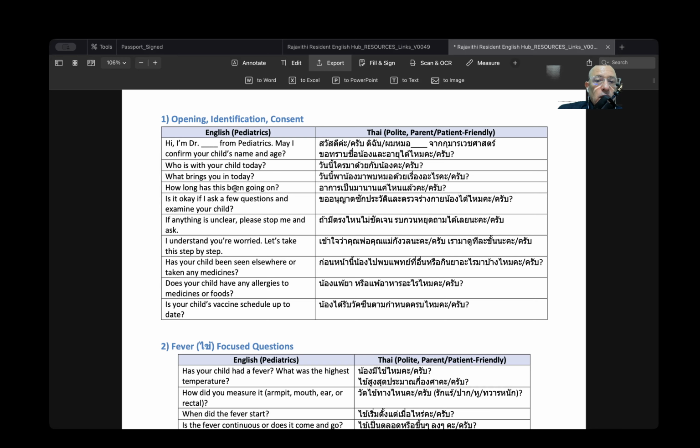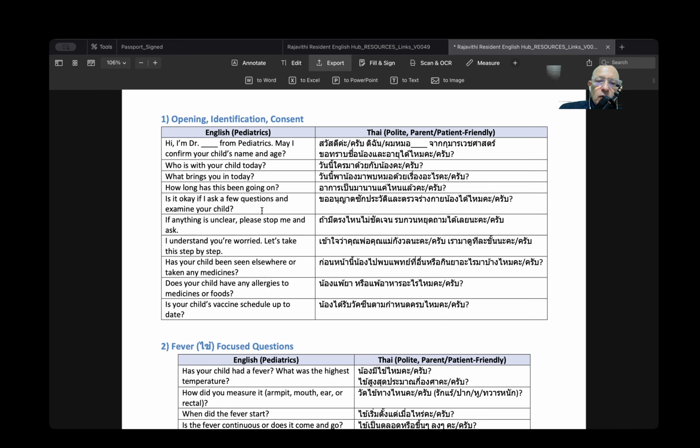What brings you in today? How long has this been going on? Is it okay if I ask a few questions and examine your child? Is anything unclear? Please stop me and ask. I understand you're worried. Let's take this step by step. Has your child been seen elsewhere or taken any medicine? The word medication could be used instead of medicines. Does your child have any allergies to medicine or food?